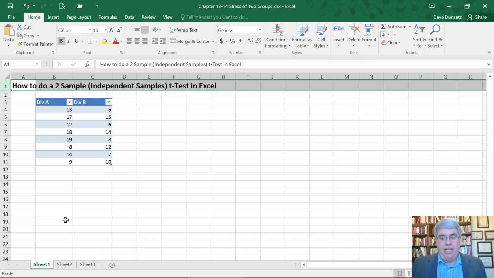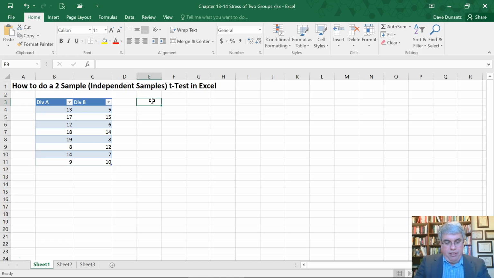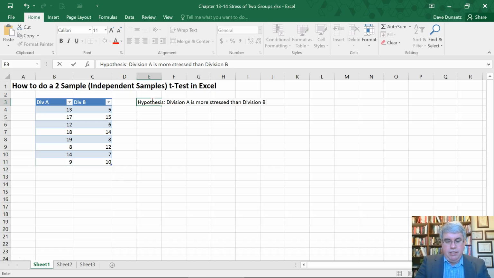So based on this sample that we have, we want to make a conclusion concerning whether Division A is more stressed out than Division B. So our hypothesis is going to be a directional hypothesis. Division A is more stressed than Division B. That's a one-tailed hypothesis.